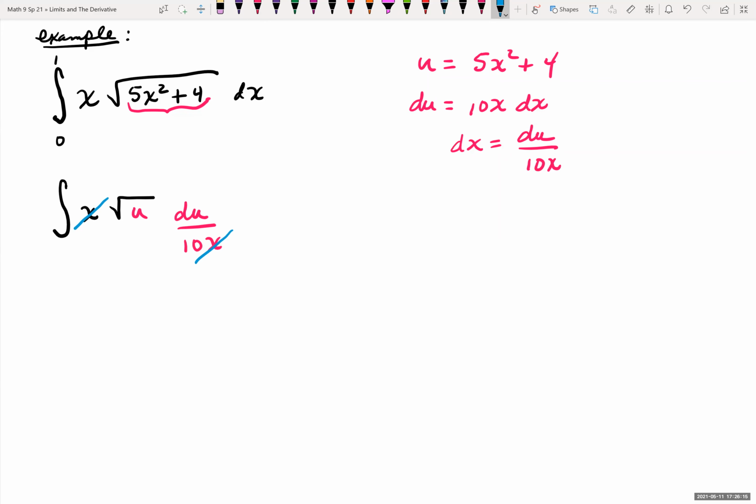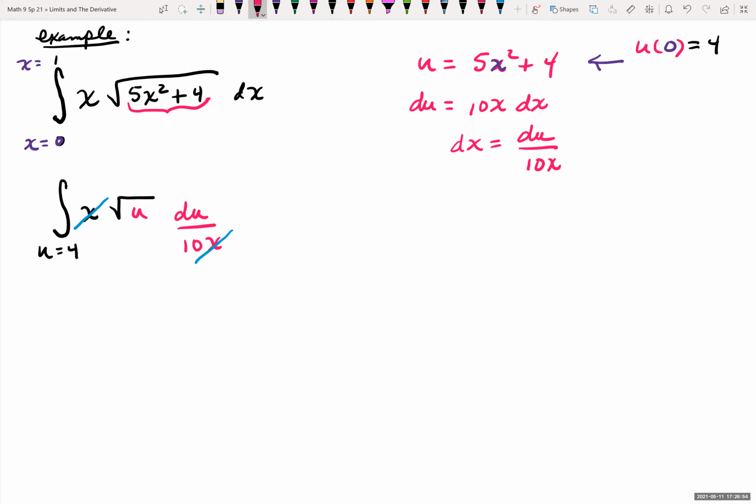We can go through and integrate this and then change this back to what u was, or we can change our bounds now. So this was when x was equal to 0 and x equals 1. So if we have u of 0, so if we plug in 0 wherever we see an x, we get 5 times 0 squared, which is 0, plus 4. So this is equal to 4. So when x is 0, u is equal to 4.